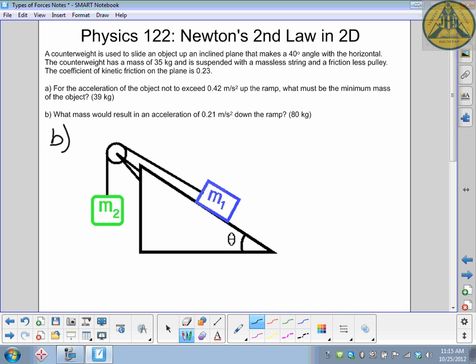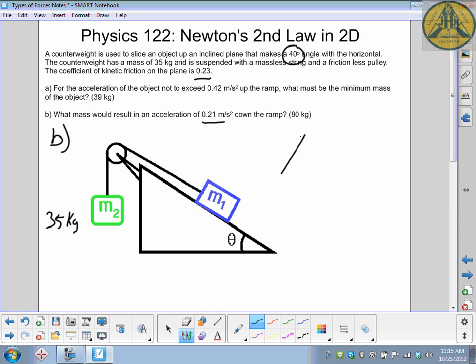So we'll get right to the question: what mass would result in an acceleration of 0.21 meters per second squared down the ramp? So the mass hanging off the side is our counterweight. That's 35 kilograms. M1 is what we're trying to figure out. The acceleration is given. It's down the ramp. That'll be important. Coefficient of friction, 0.23, and the angle, 40 degrees.